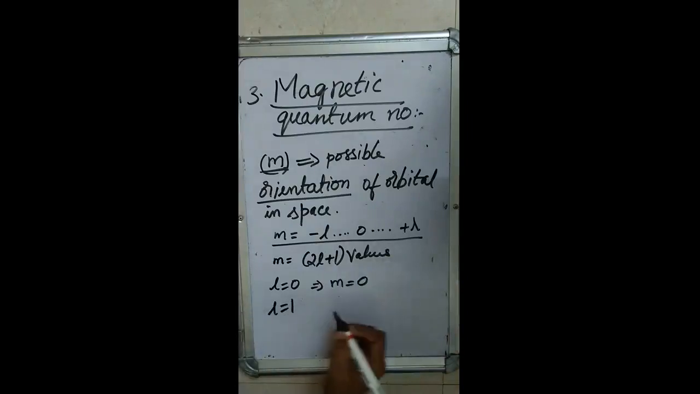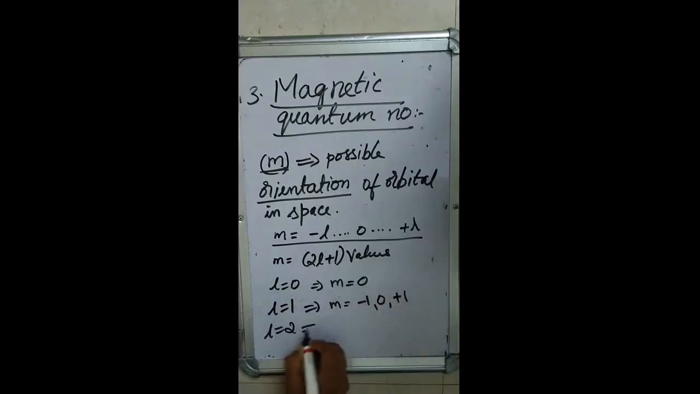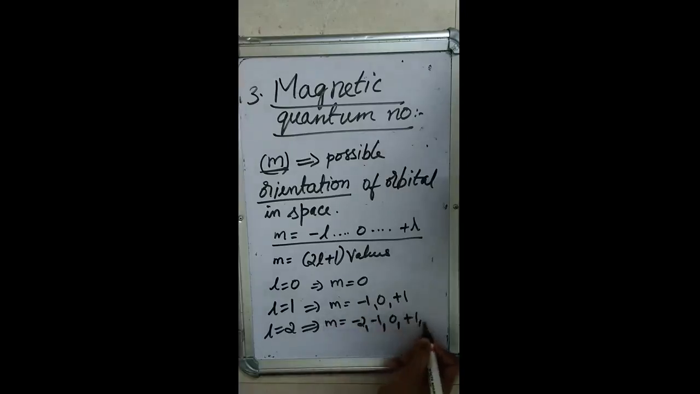Suppose l is equal to 1. How can I write? m is equal to minus 1, 0, plus 1. Suppose l is equal to 2. What is the value I can write for m? Minus 2, minus 1, 0, plus 1, plus 2. If l is equal to 3, then what is the value of m? Minus 3, minus 2, minus 1, 0, plus 1, plus 2, plus 3. I hope you understood.